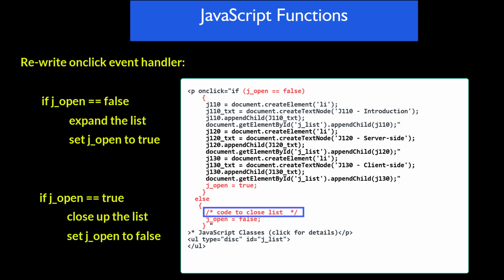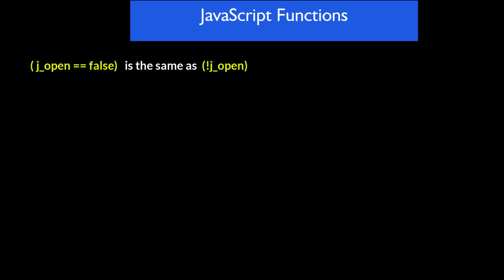Notice the line /* code to close list */. This is a comment for JavaScript programs. Start with a /* and end with an */. Comments can wrap around lines. These use the same syntax as comments for style sheets. While we're at it, recall that j_open equals false can also be written not j_open.